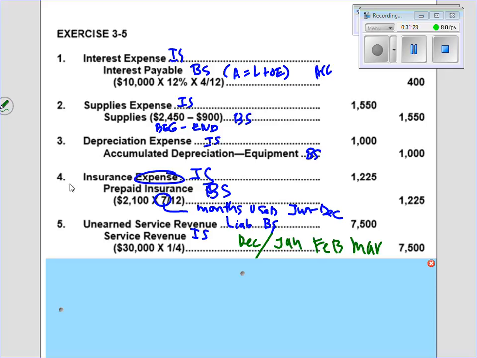They paid us for 4 months of work, but we're stopping after December and saying, hey, we've done 1/4 of our work, 1/4 of our 4-month contract. So that's why you're taking the 30,000 times 1/4. We've done 1/4 of our work from December, January, February, March. So you can tell you have to really pay attention to the dates that they're giving you.